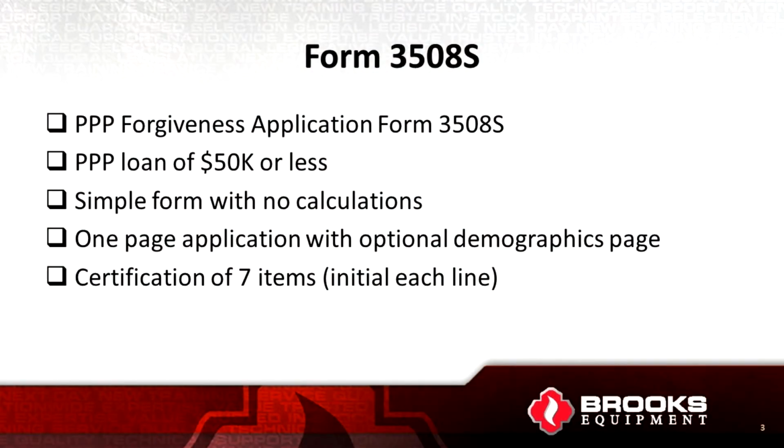The PPP Loan Forgiveness Application Form 3508S was released by the SBA on October 8, 2020. You are allowed to use Form 3508S if your PPP loan amount was $50,000 or less. This form is a one-page application with a second page for demographic information, which is optional for you. Instead of having to show your forgiveness amount calculations as required on the Form 3508 and Form 3508EZ, you simply certify 7 things, initialing each item.